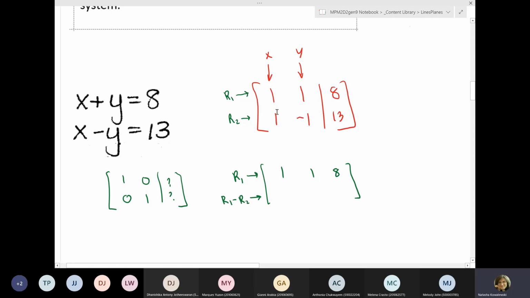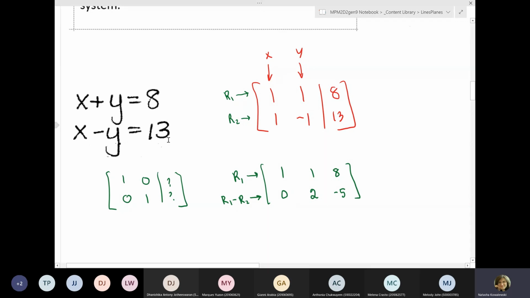So let's do this. 1 minus 1. These two rows subtracted, I get 0. Then whatever I did here, I have to do the same thing. So I continue doing row 1 minus row 2. So 1, subtract negative 1. That's going to be double negative, so that's a 2. And then I have to subtract 8 minus 13, which is negative 5. Any questions?